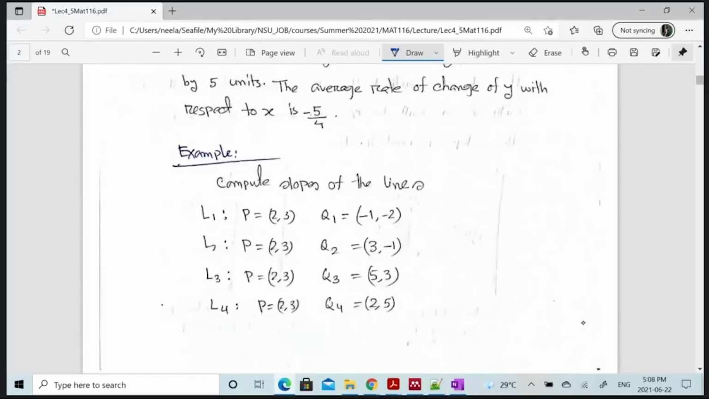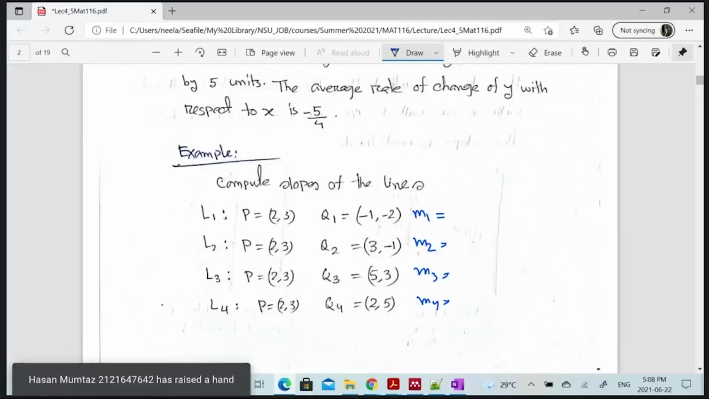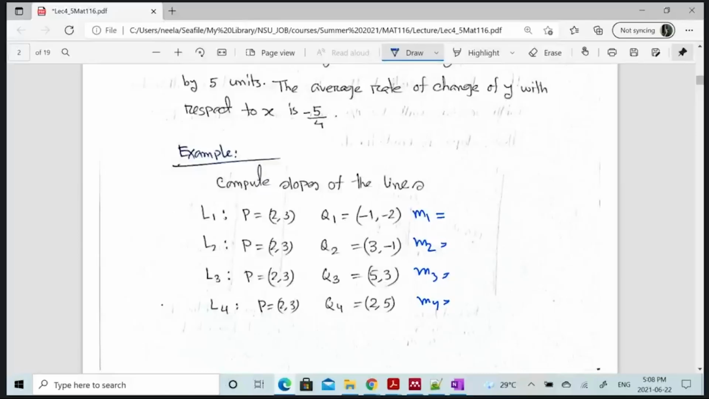From this problem, we have 4 lines given. So can you please tell me what should be their slope? What should be the slope of line 1? 5 by 3. 5 by 3 actually, ma'am. 5 by 3. Right.